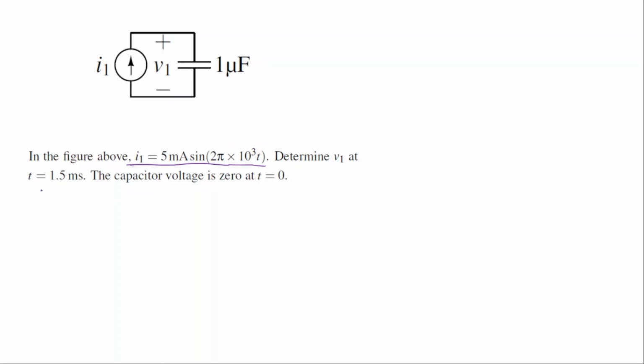Determine V1 at time t equals 1.5 millisecond. Okay, so now the capacitor's initial voltage at t equals 0. Similar to the previous problem, what will be the voltage across the capacitor? Vc equals 1 by C integral of I dt from 0 to 1.5 millisecond. Now the 1 by C is 1 by 1 microfarad.